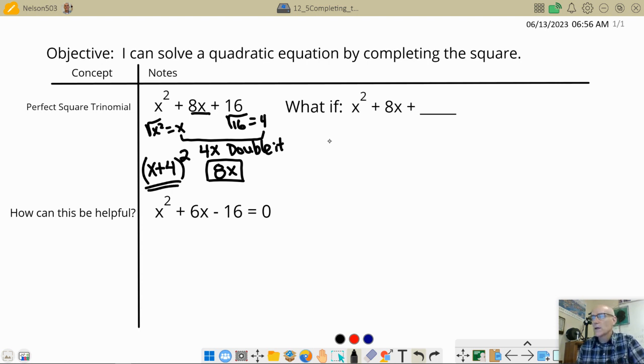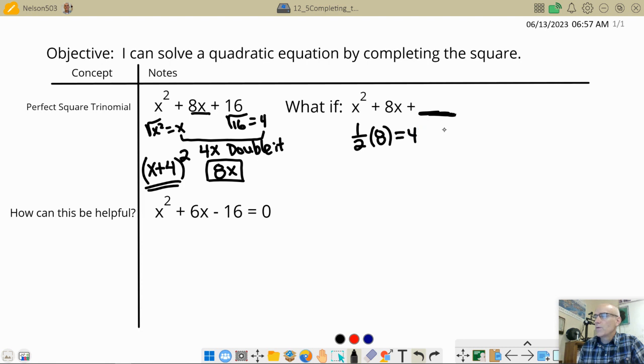So if we didn't see the 16 sitting there, what would it take to figure out what number needs to be there to have a perfect square trinomial? This process that I'm going to show you is based on this idea right over here that we know fairly well, and it's going to create a perfect square trinomial. So here's the first thing you do. You take half of the 8. You take half of the coefficient of that linear term, the middle term. Half of 8 is 4.